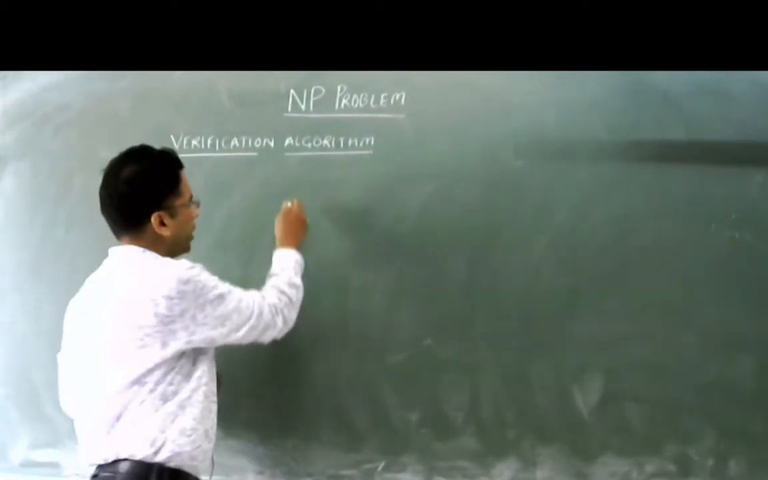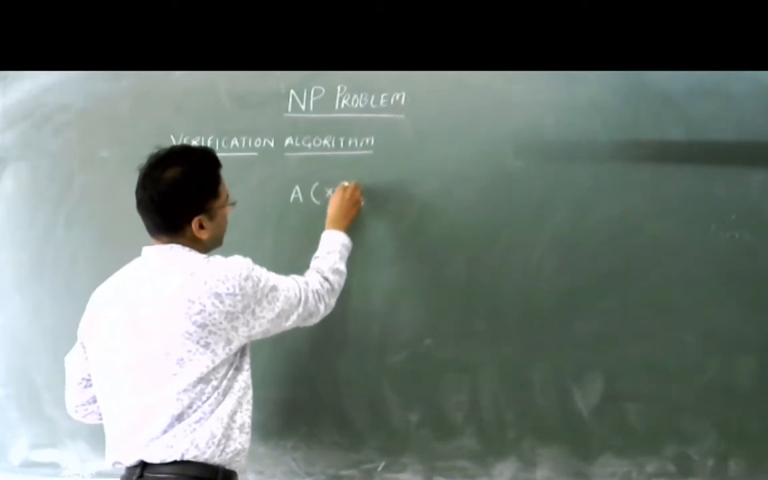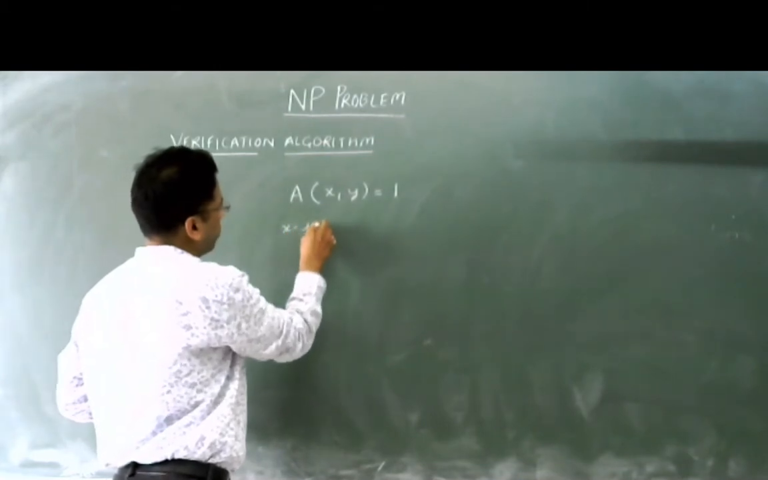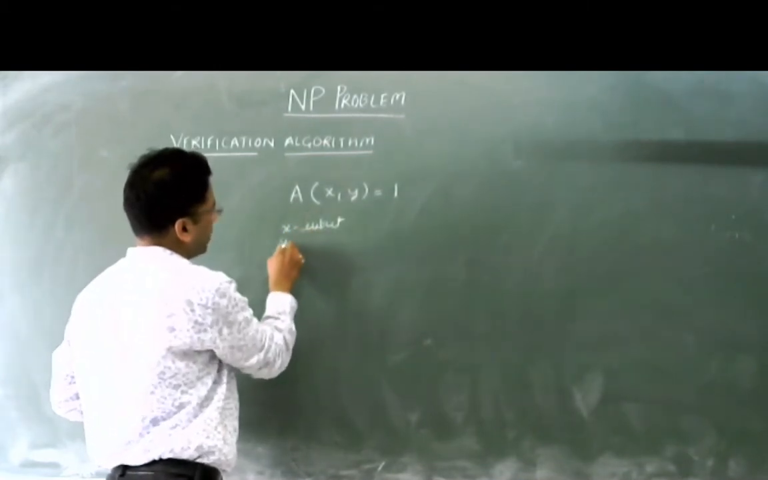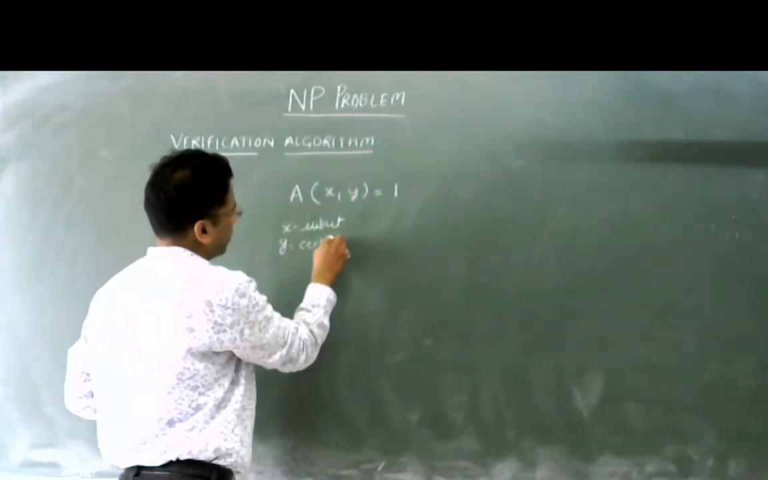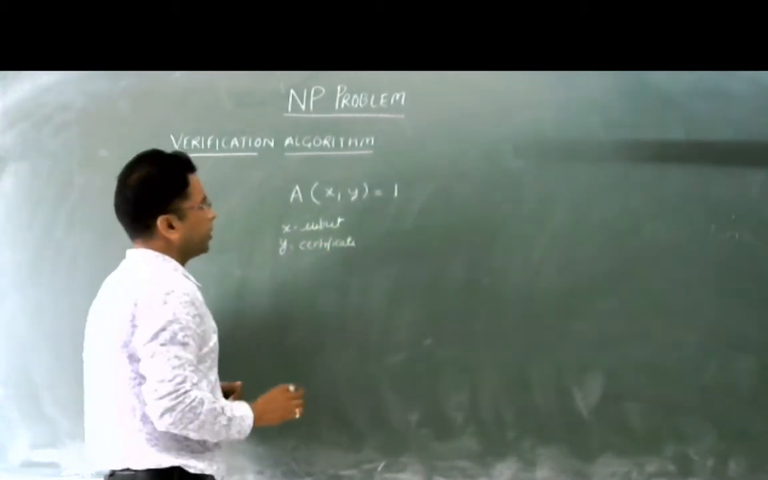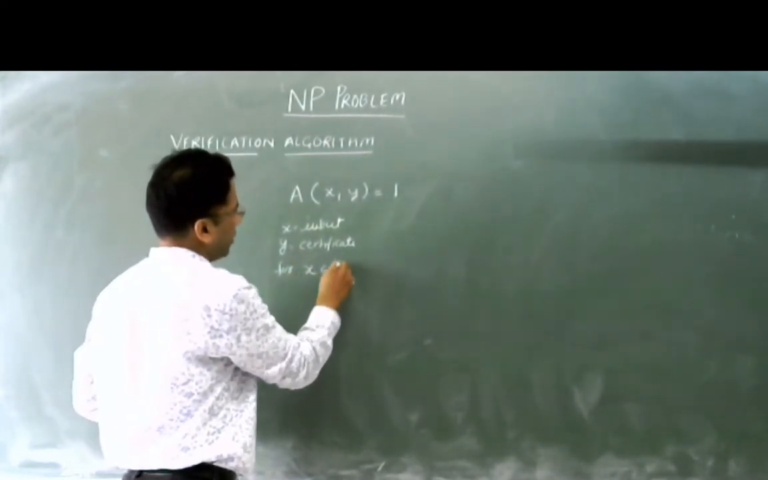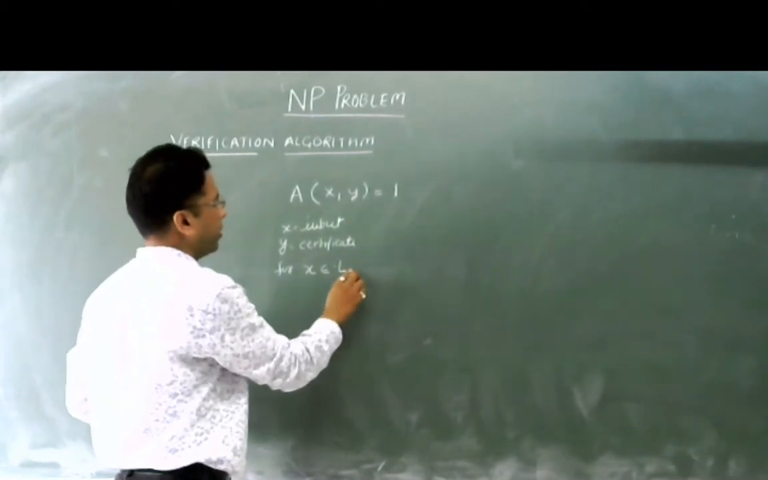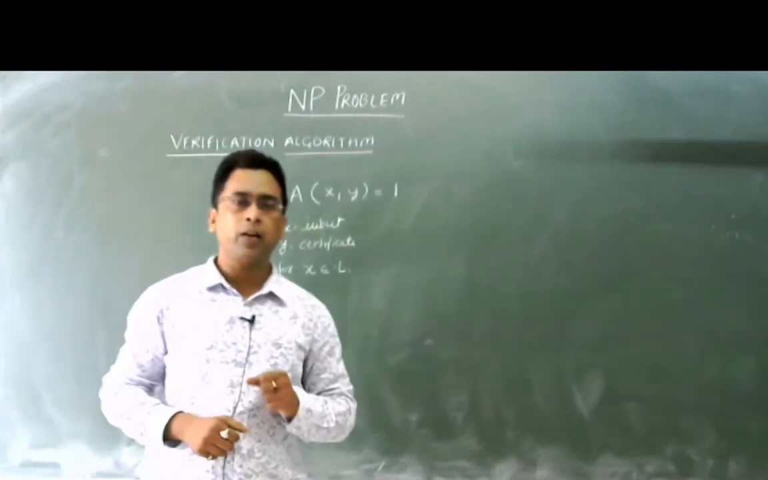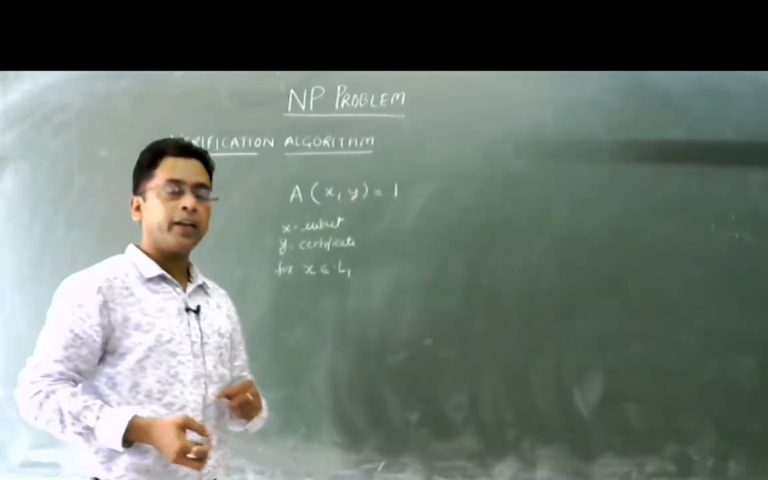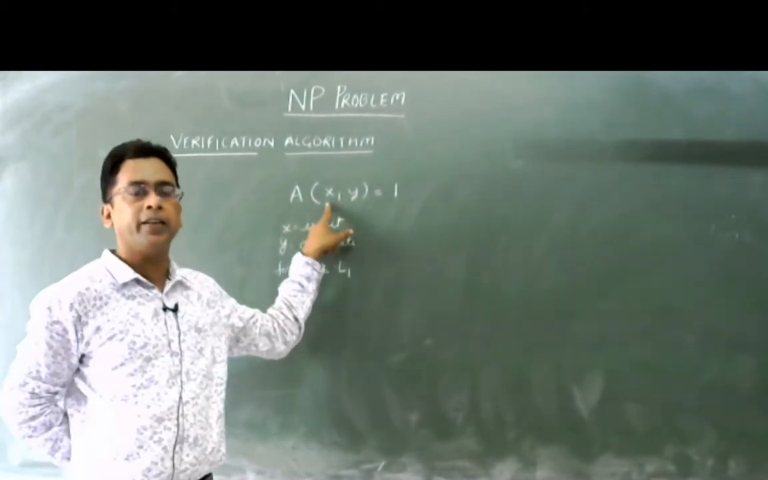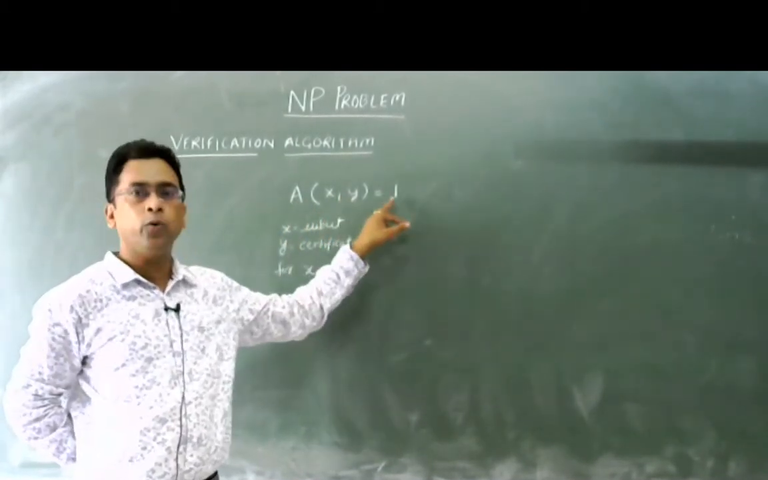Suppose there is an algorithm A, and for input X it generates an output, where X is the input and Y is the certificate. For X belonging to the input language L1, A is the algorithm for language L1 such that if X belongs to L1, then for the particular input X, it generates a Y certificate value 1.